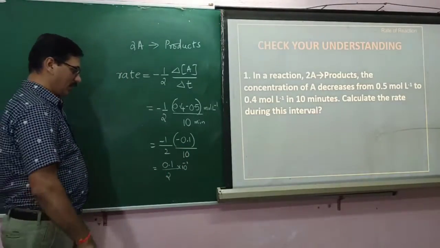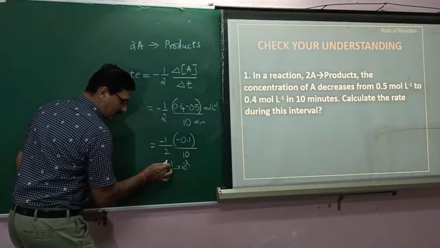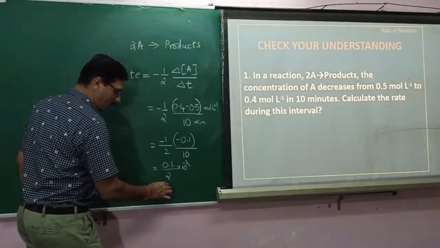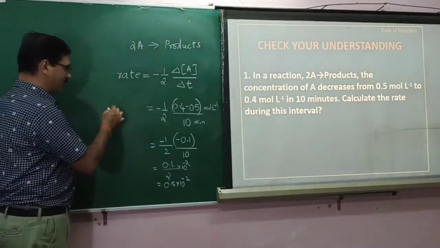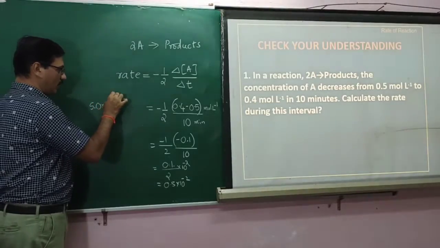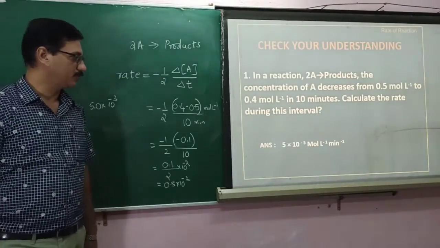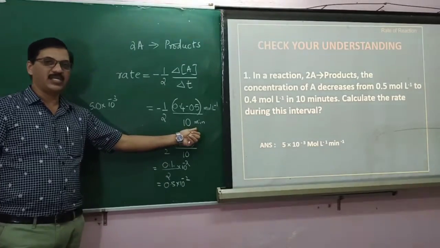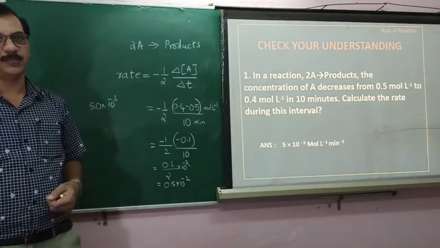Right? So this 10 to the power minus 1 becomes 10 to the power minus 2 if the decimal point is taken here. So this half is 0.5, 0.5 into 10 to the power minus 2, or you can express it in the standard form as 5.0 into 10 to the power minus 3. So this is the rate of the reaction: 5 into 10 to the power minus 3 moles per liter per minute. You can express the answer per minute also.